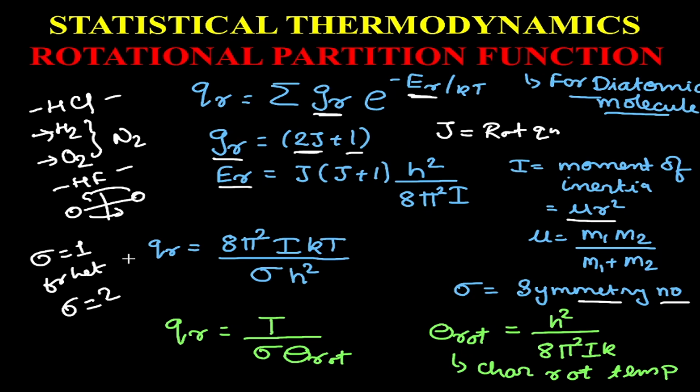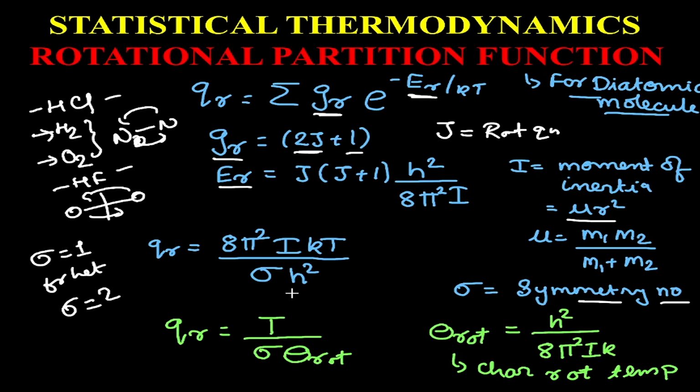and N2 and other homonuclear molecules. Because in homonuclear molecules, when we rotate any particular molecule by 180 degrees, the same configuration will arise, and as a result we need to divide the whole expression by 2 in order to obtain the rotational partition function.